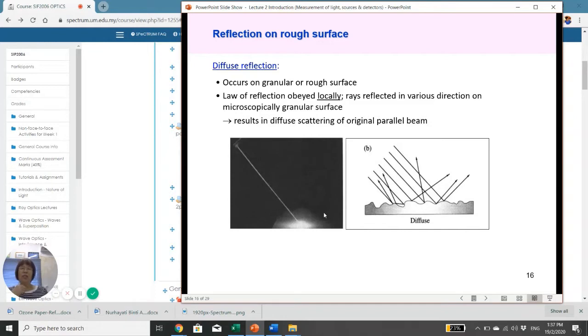So in other words, what we get is diffuse scattering. So you will not be able to see the reflected beam clearly. It gets reflected in many directions. So what you get is diffuse scattering of the original parallel beam.